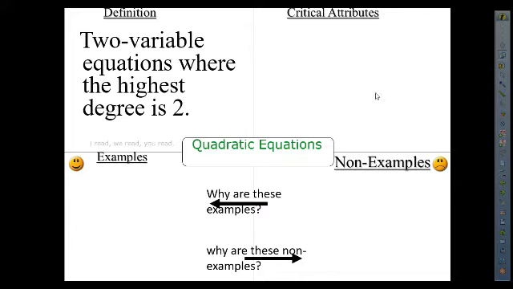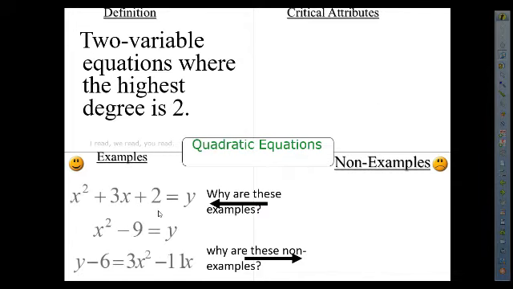I already said it 3 times. Examples: x squared plus 3x plus 2 equals y. x squared minus 9 equals y. y minus 6 equals 3x squared minus 11x. So according to the definition, it says two variable equations, highest degree 2. Notice here we don't have any more f of x. Even though the book is going to give you, for the homework, some f of x or f of n, whatever the case, you know that you can change those to y.